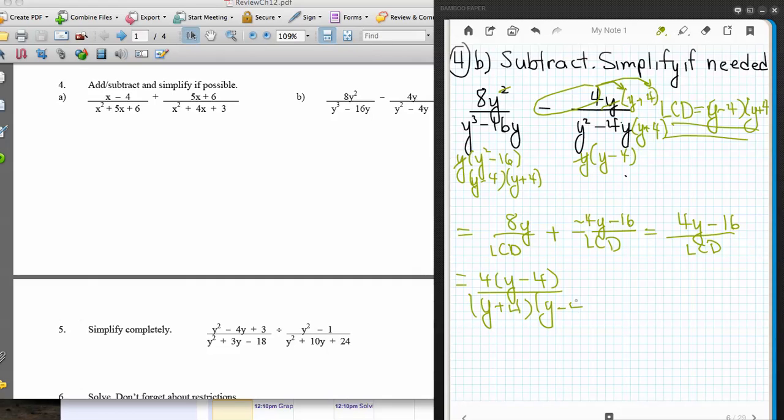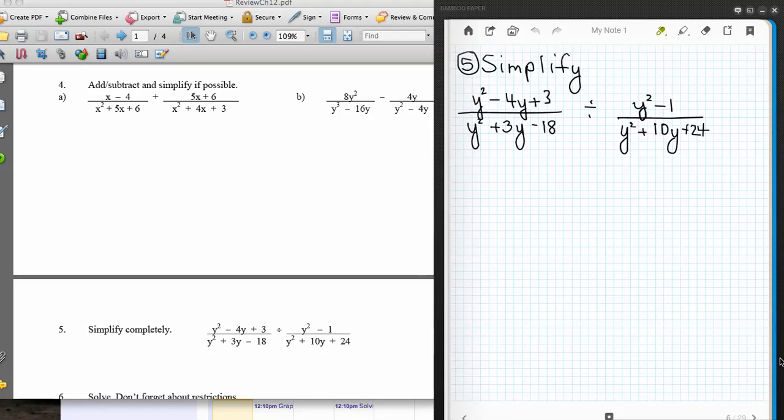And now I get to simplify. I get to apply my simplifying rational expressions again. y minus 4 and y minus 4 are in common, so I cancel them. And I rewrite. My numerator looks like 4, my denominator looks like y plus 4. One more time, remember you cannot cancel in addition, so nothing happens with those, and that's your final answer. All right, moving on to problem number 5.